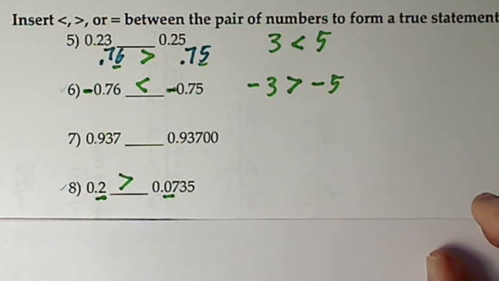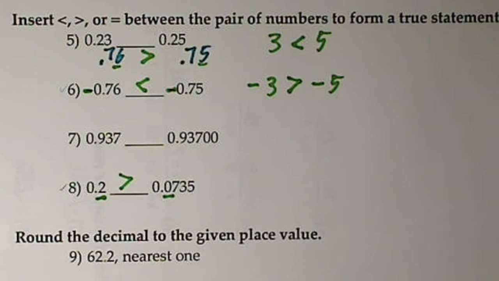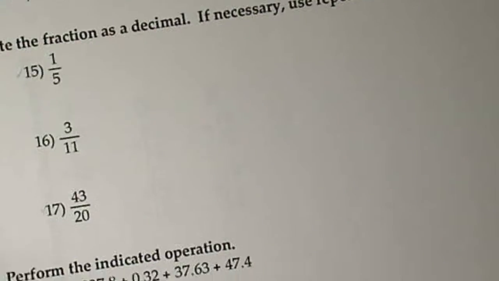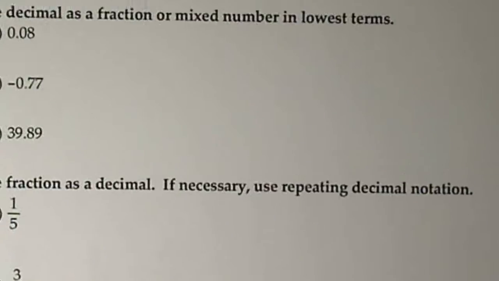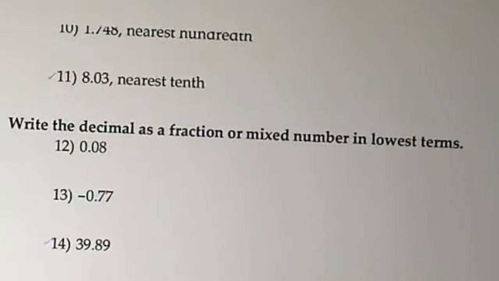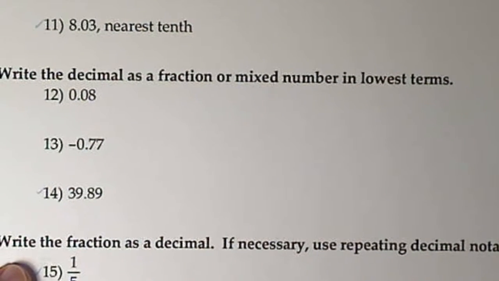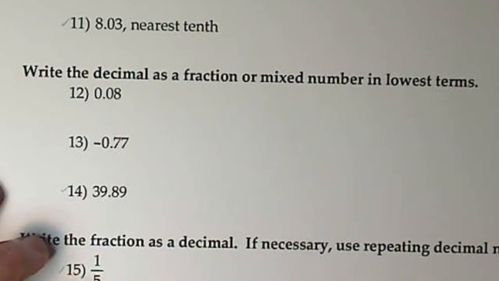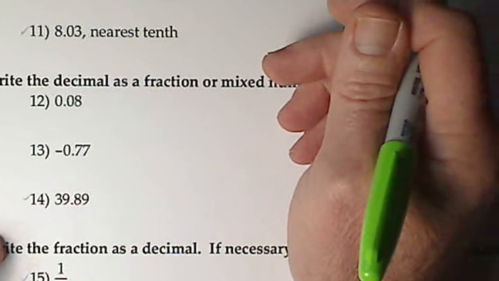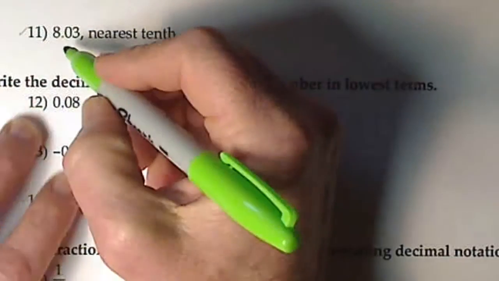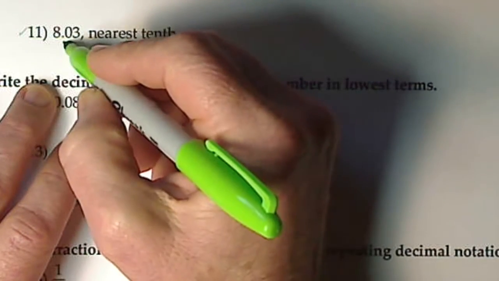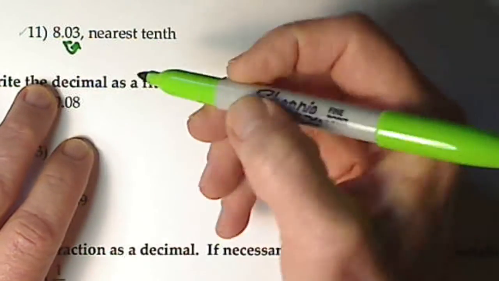Okay. The next one we will look at is number 11. So let's get that onto our screen here. There it is. All right, they want us to round this to the nearest tenth. Let me straighten this up just a little bit. All right, to round this to the nearest tenth, first you identify the tenths place, which is right here, and then you look at the next digit.